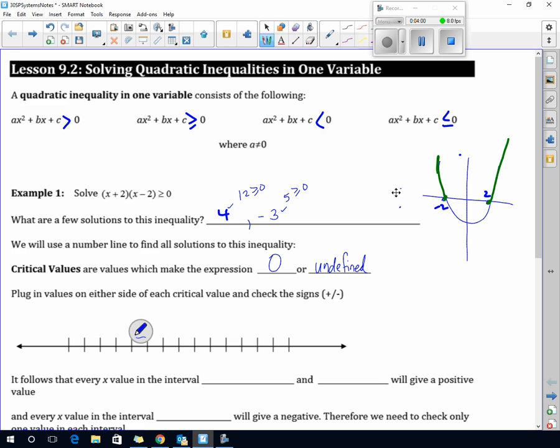And why would undefined be a critical value? Yeah, that's the asymptotes, right? So you can't pass those asymptotes, so that's a critical value where things start changing. If you think about our tests, some of them look like this at the asymptotes, some of them look like that at the asymptotes, right? Anyways.